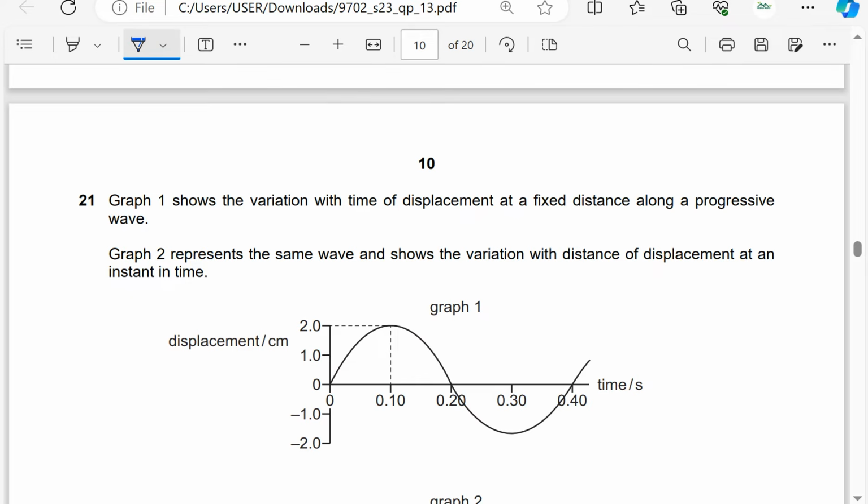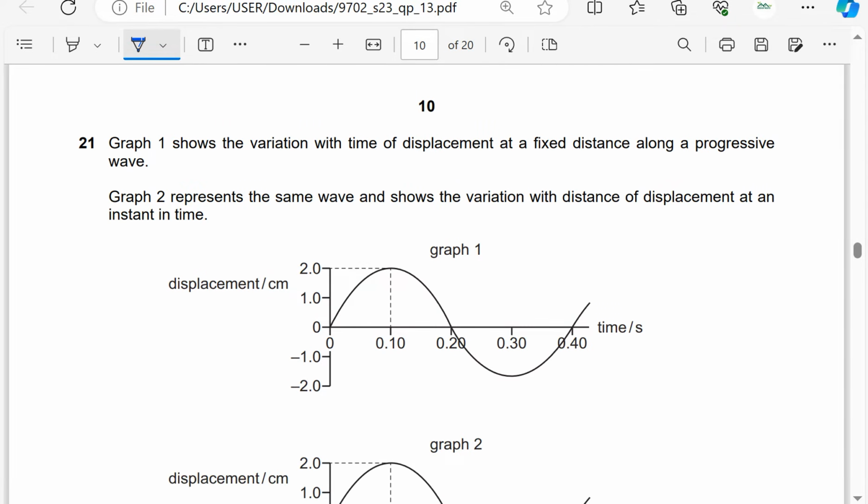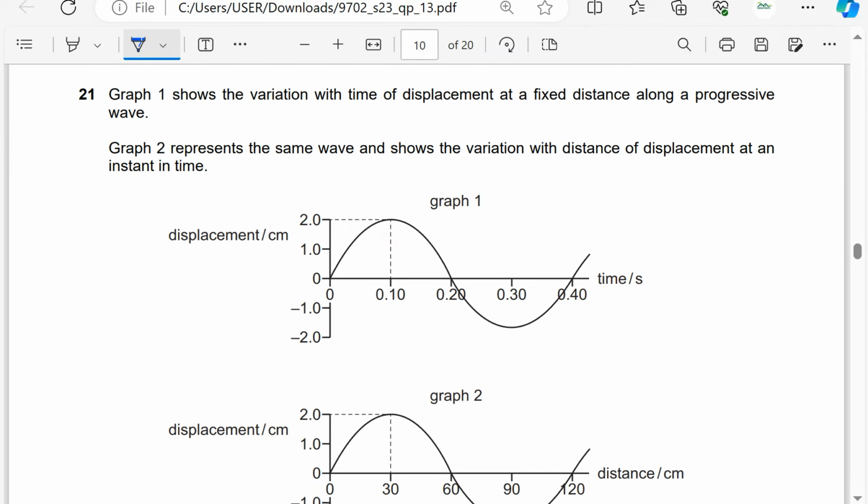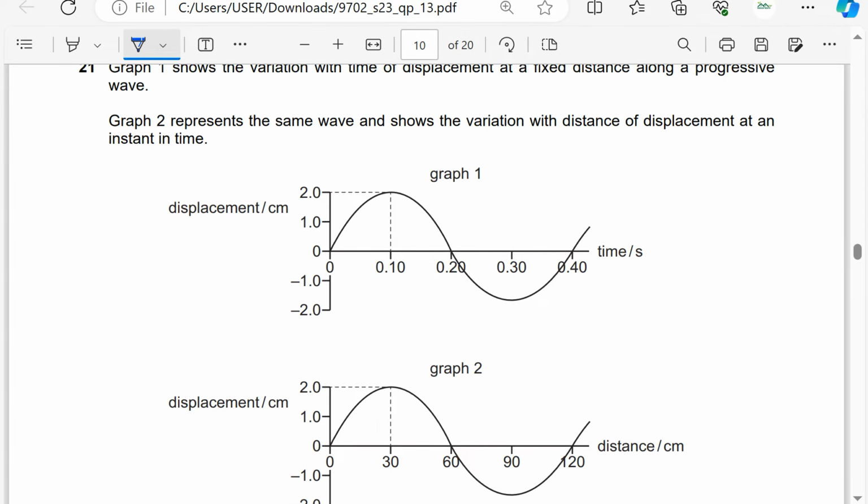Graph 1 shows the variation with the time of the displacement along a progressive wave. Graph 2 represents the same wave and shows the variation with distance of displacement at an instant in time. So graph 1 is displacement against time. This one gives us the period. So the period is 0.4 seconds.